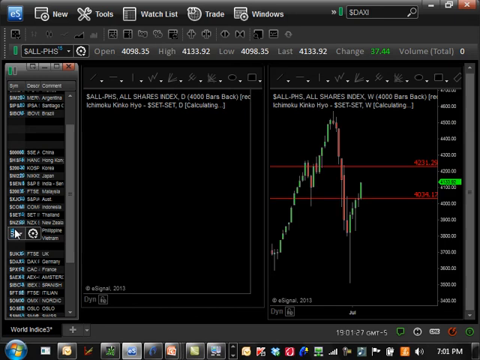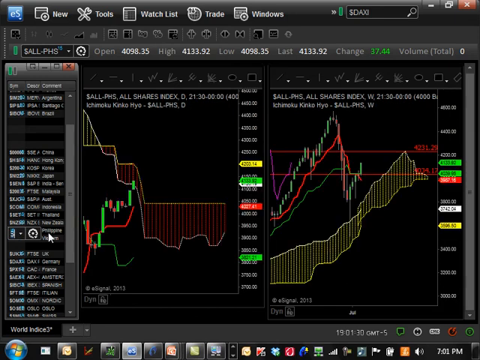Here's Philippines. Philippines here is pulling back to resistance. It's going to be 4231. Support is going to be 4031.